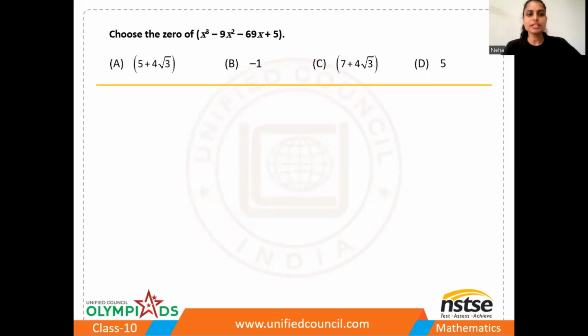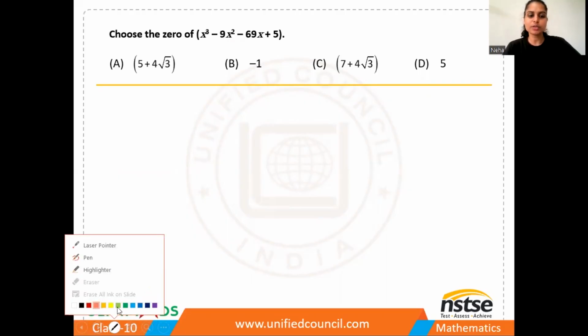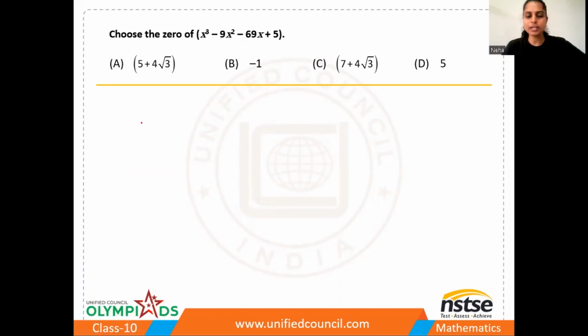The next question is that choose the zero of the polynomial, right? So in this case, we have an equation and I have to find out the zeros for this equation. So the question is quite logical and not very easy. Okay, so just stay focused on this question. So here, students, my expression is x cube minus 9x square minus 69x plus 5, right? This is my expression. Now, how can I solve this?